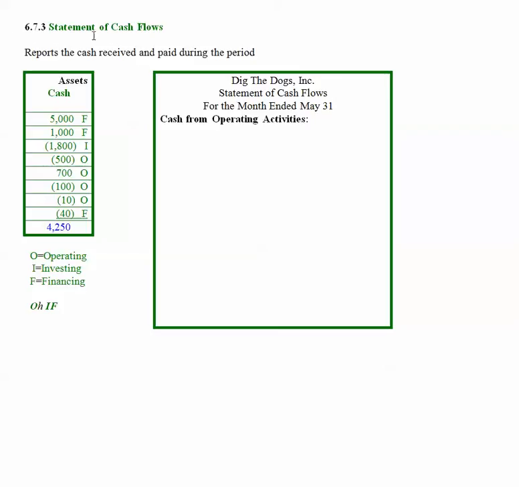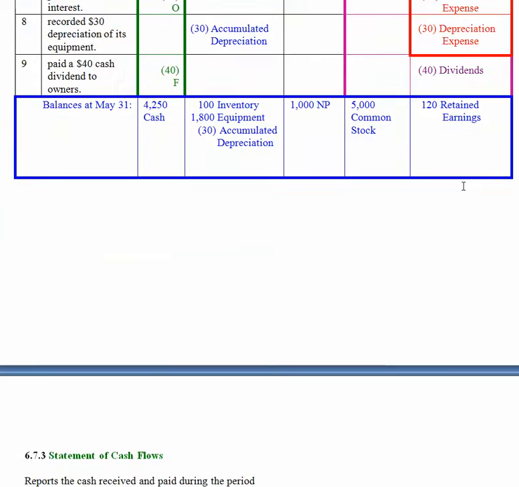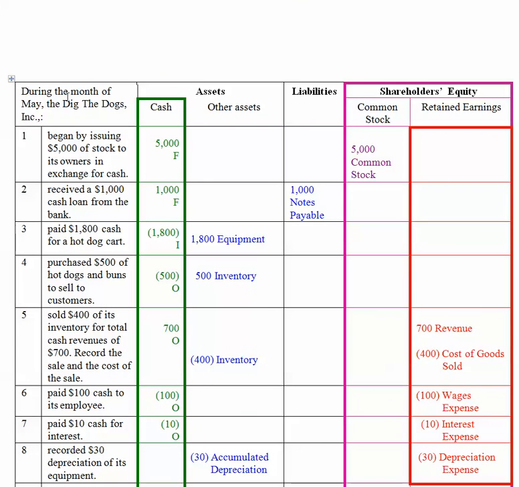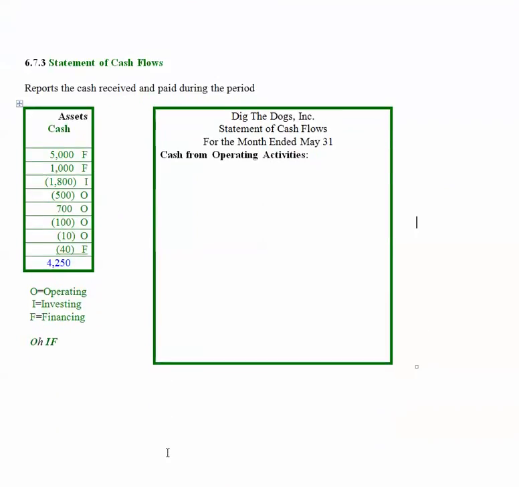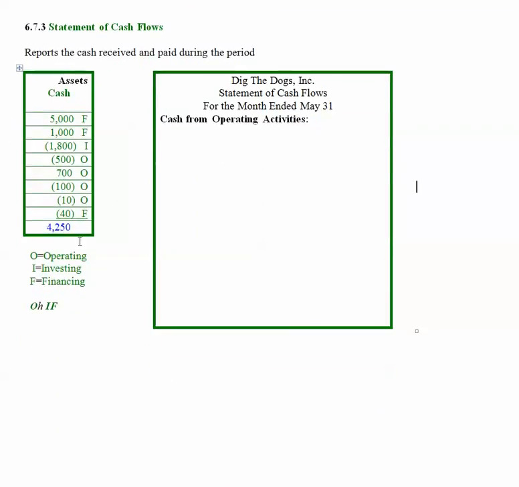All right, we're going to prepare the statement of cash flows. To help you see where we're getting this information, right here is the accounting equation chart. We have Dig the Dogs chart. We're taking the cash column from the assets, and I've summarized them below so that we can prepare the statement of cash flows, which reports the cash that was received and what was paid during the period. So there's the three activities, just to refresh your memory.